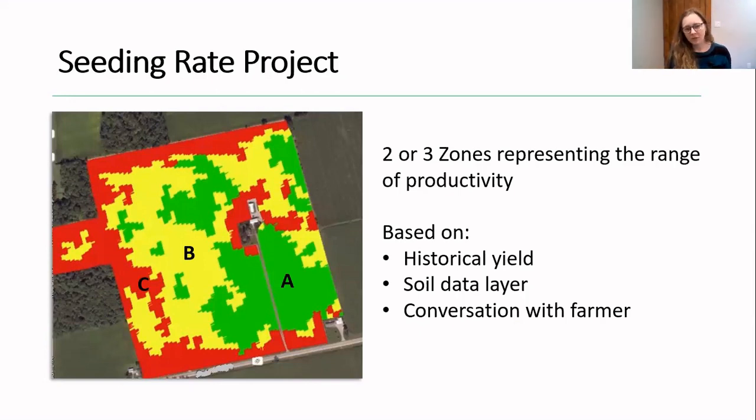So jumping into the methods, we used farm fields that were about 100 acres in size where we could, and we divided those fields into different yield zones based on historical yields. So we labeled the highest yielding part of the fields A, and the lowest yielding parts of the field C, and everywhere in between we labeled zone B. And again, based on historical yield data, and also maybe some soil layers and conversations with the farmers about productivity across the field and what they felt accurately described those yield zones.